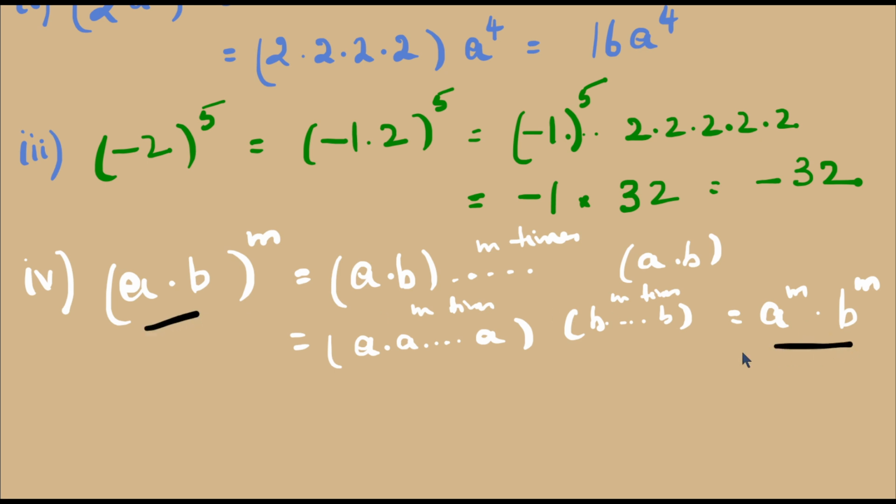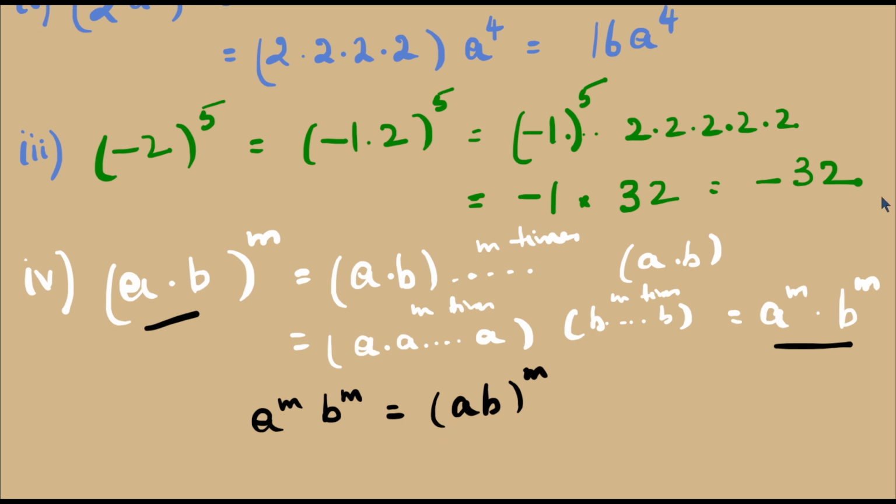So notice that the bases are different here, but the exponents are the same. Now I can even write this as a raised to the power m and b raised to the power m is equal to ab raised to the power m. The bases are different, but the exponents are the same, and they can be put together with the same exponent. So this is our general rule.